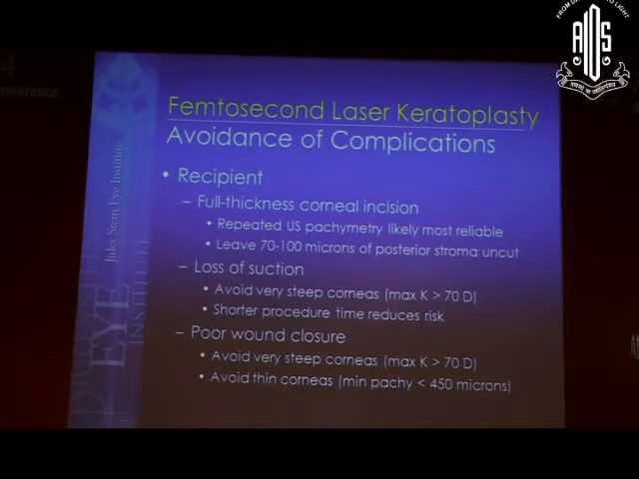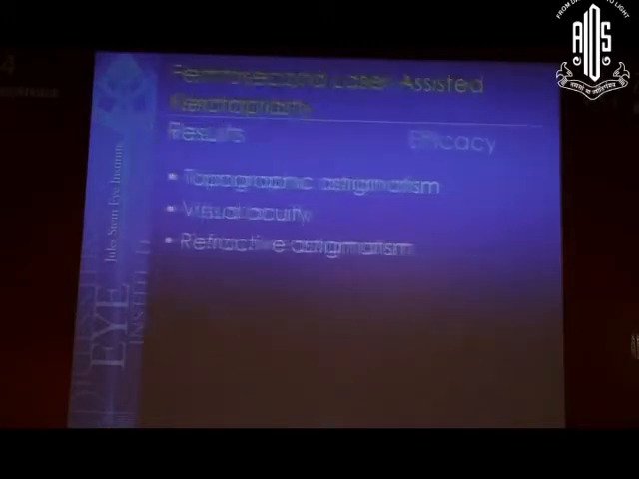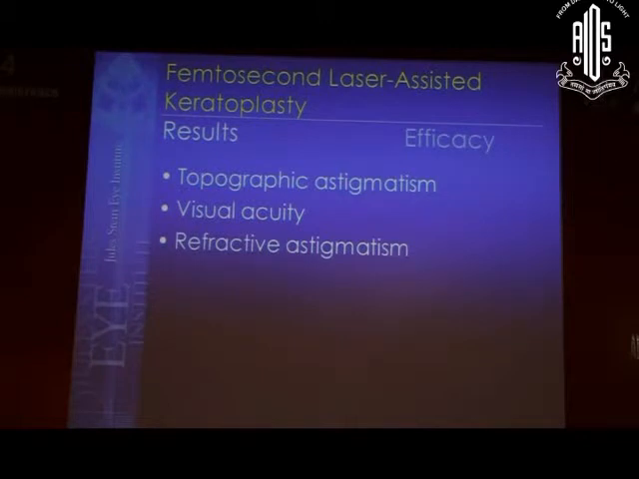As far as the recipient, to avoid full thickness corneal incisions, I repeat ultrasonic pachymetry. I leave about 70 to 100 microns of the posterior cornea uncut to avoid a full thickness cut in the donor. To avoid loss of suction, I tend not to consider patients with very steep corneas to be candidates. And as far as the poor wound closure, as I mentioned before, I avoid very steep corneas and very thin corneas.